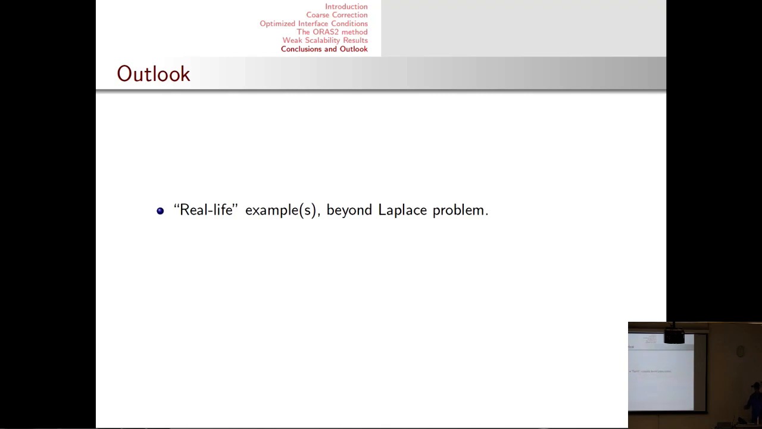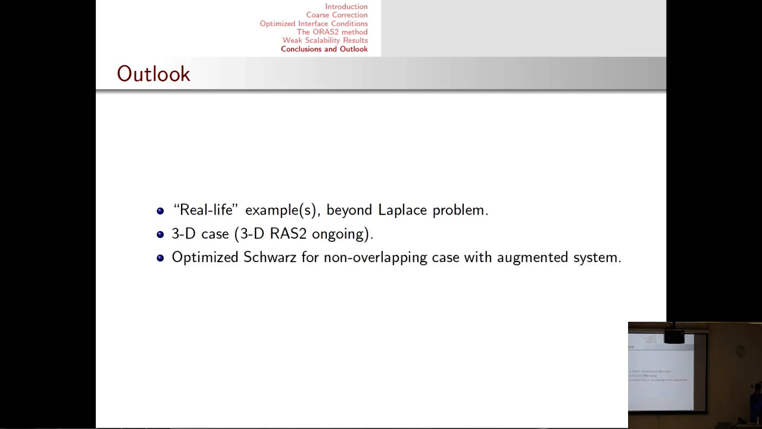Of course, this is only the Laplace problem. So the outlook to go further would look at real-life problems and go beyond the Laplace problem, to do something for the 3D case, and maybe on a longer term, to have also optimized Schwarz for the non-overlapping case, because what I showed you was only for the overlapping case. But for that, I think I will need to use augmented systems, so you will have to duplicate interface values somehow, so that's not going to be immediate.